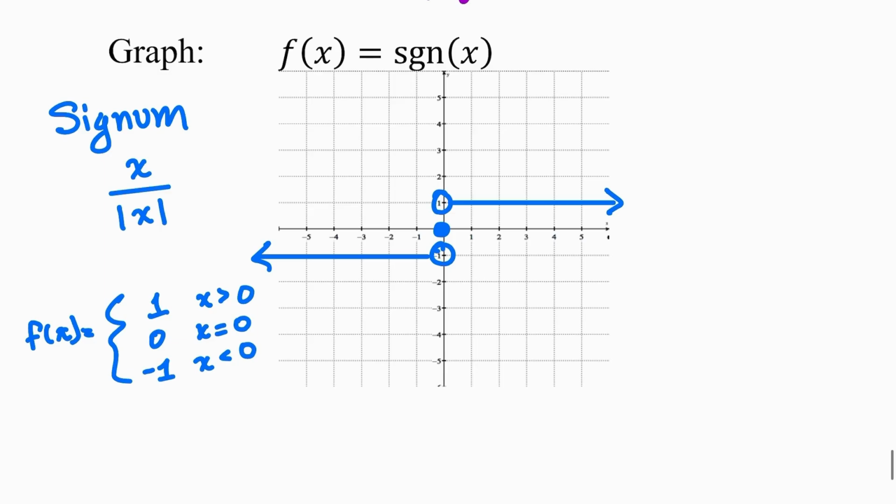So if you are going to transform this like you will on the assignment, this is your parent function. Shift it left, right, up, and down.